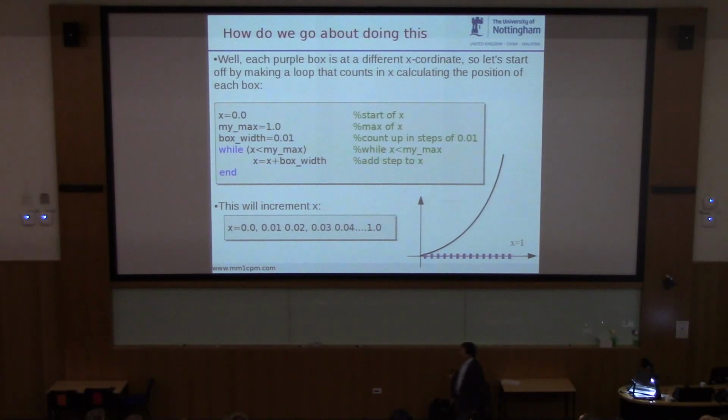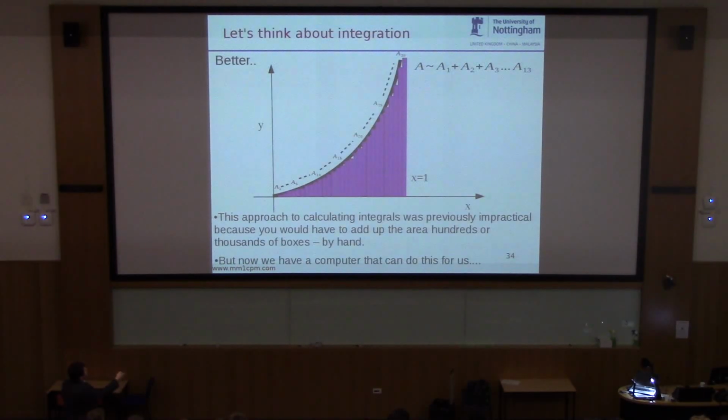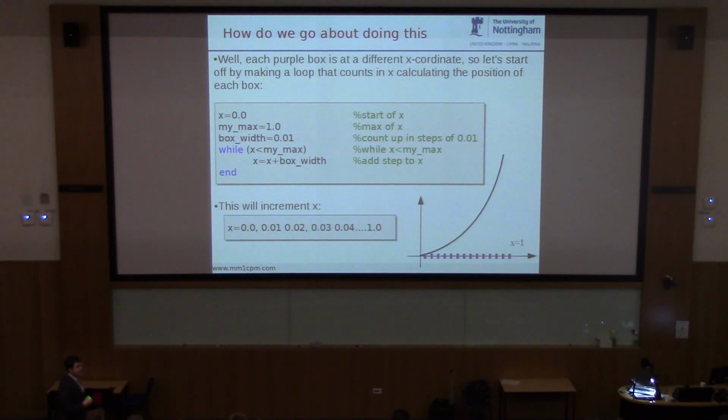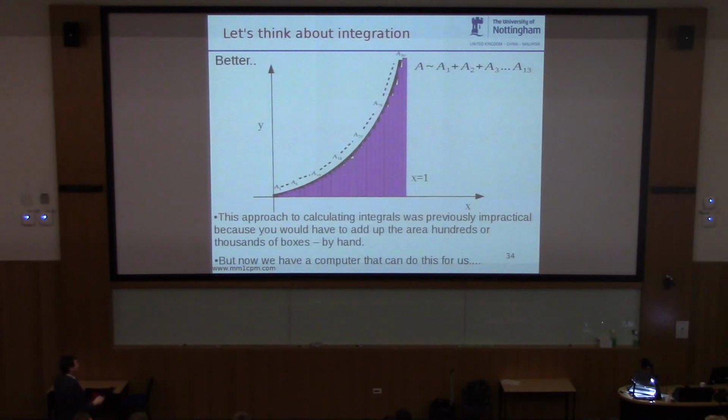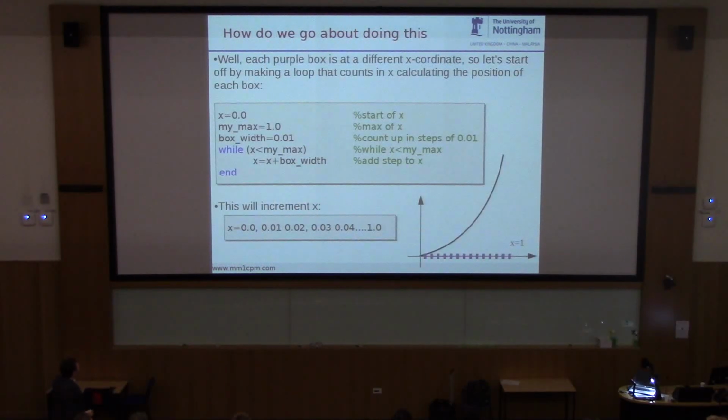Again, we're going to break this algorithm down into really, really small, tiny chunks. The first thing we want to do is figure out the x-coordinate of each one of these boxes to do this integration. We can generate an x-coordinate for each one of these boxes using this little while loop here. I say x equals 0, so that's starting us off at this axis here. I then set my max, which is the maximum that we're going to count to, and I've said it's 1 because we're only going up to 1 here. And I've said box width equals 0.01, so this is the width of the box, this width here.